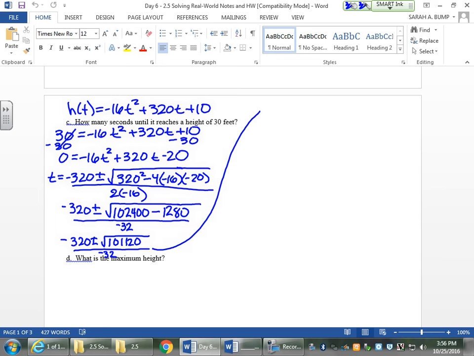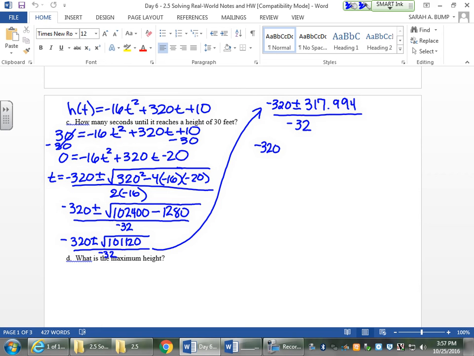I'm going to come up here. Because it's a real world problem, you square root that no matter what, even though it's a decimal. You take that square root. Negative 320 plus or minus. When I square root 101,120, I'm going to get 317.994 over negative 32. And now that there's no radical, we can again break the plus and minus apart.